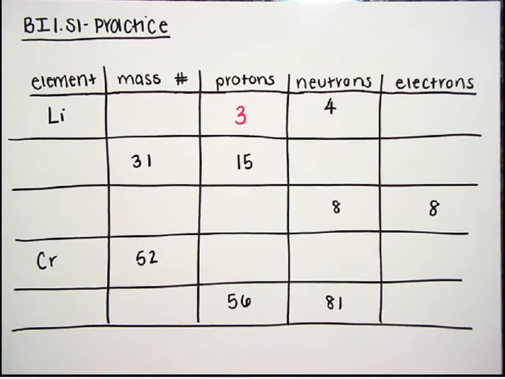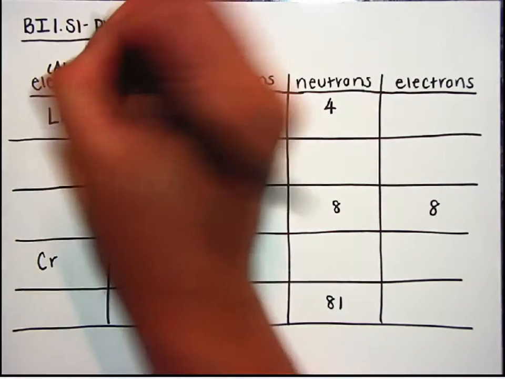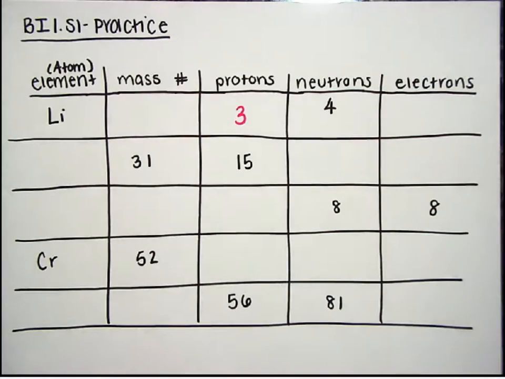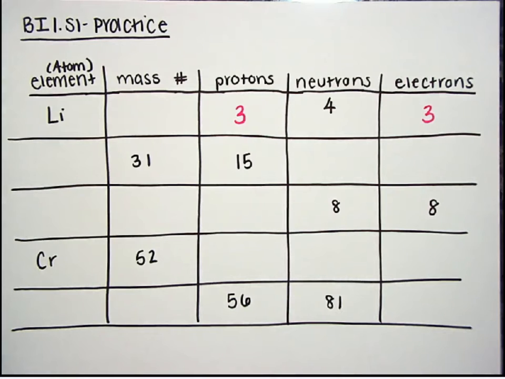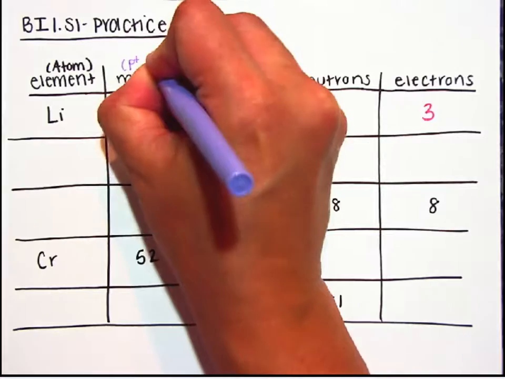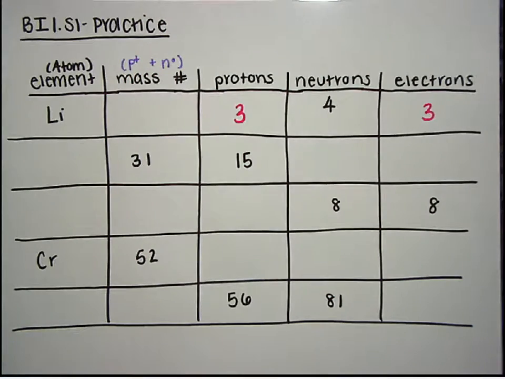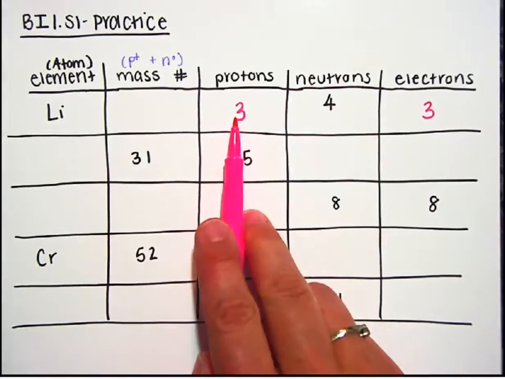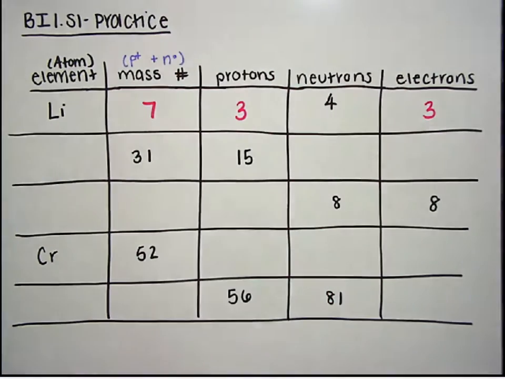We are going to assume that everything is an atom. So maybe I should be clear about that. These are all atoms. So if I have 3 protons, I also have 3 electrons. And then from there, the mass number is equal to the number of protons plus the number of neutrons. So lithium has 3 protons plus 4 neutrons, so its mass number would be 7.